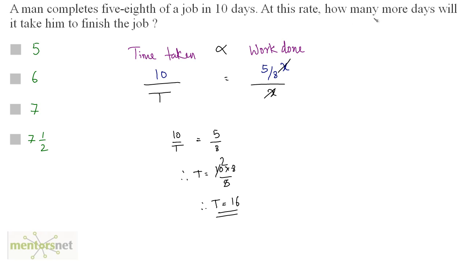But we have been asked how many more days will it take him to finish the job. So in 10 days he did 5/8 of the work. So the days remaining to complete the total work is total minus 10. So 16 minus 10, that is equal to 6. So 6 days will be the time taken by this man to complete the remaining work. So option B is the correct answer.